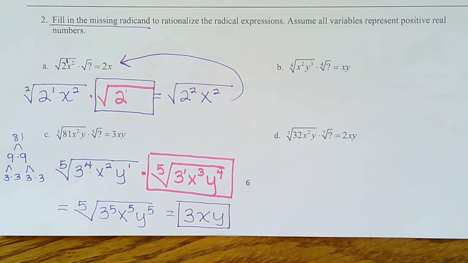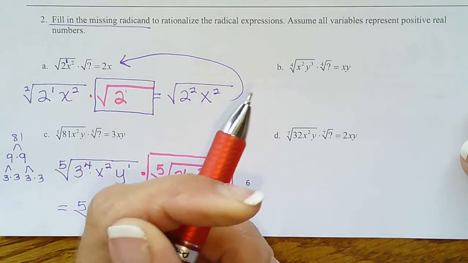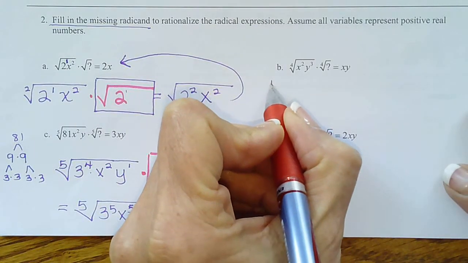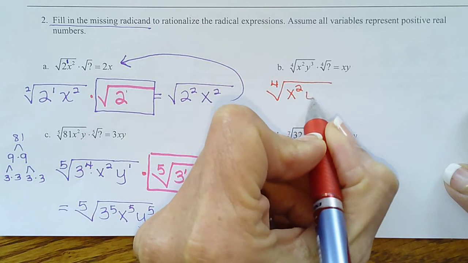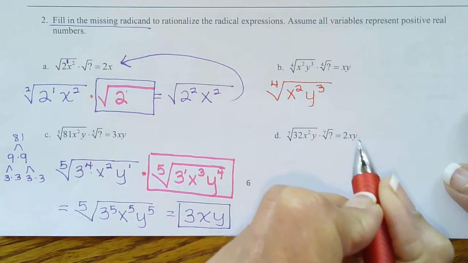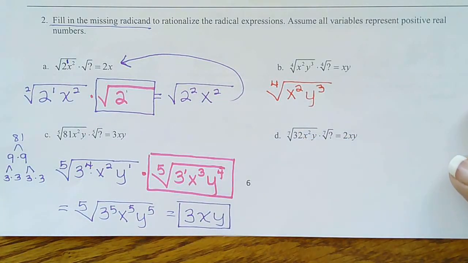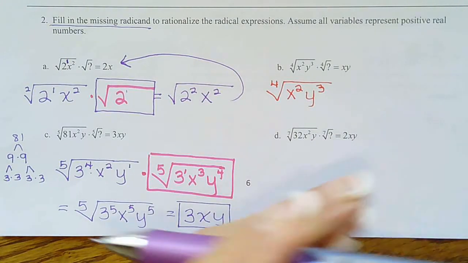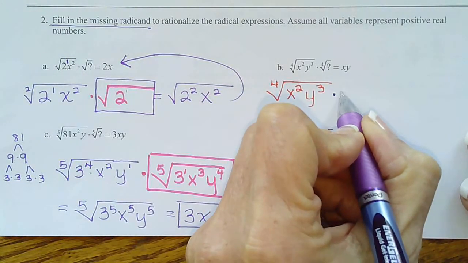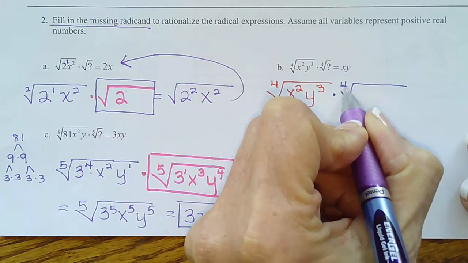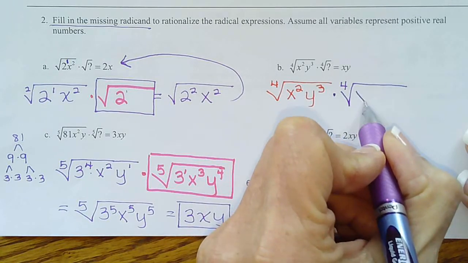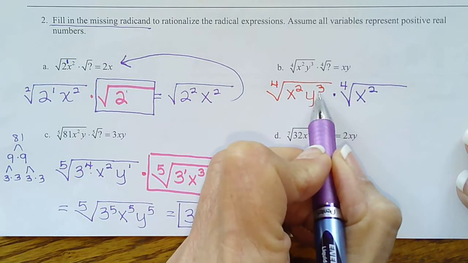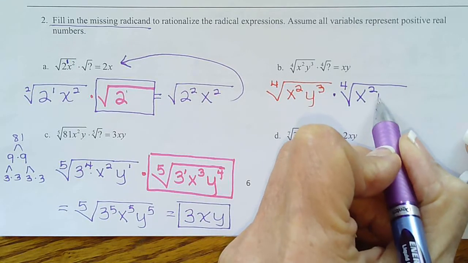Okay, let's go ahead and see how you did on the 2 problems you did on your own. So I see here we have the 4th root of x squared and y cubed. And we need to know what's missing to make that perfect 4s. So I look and say I have 2 x's and I need 4, so I need 2 more. I have 3 y's, I need 4, so I need 1 more y.